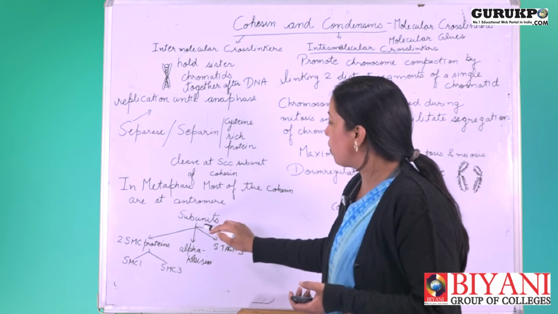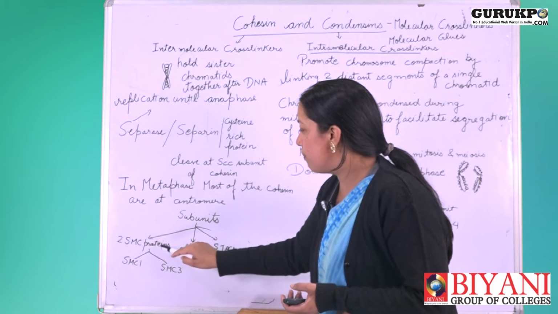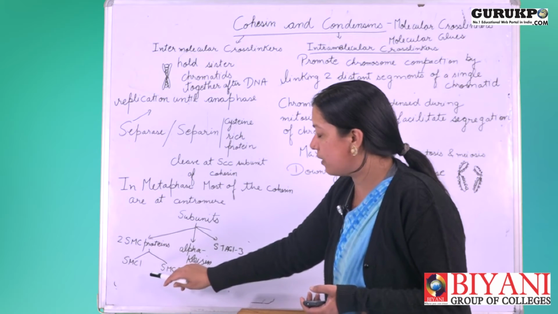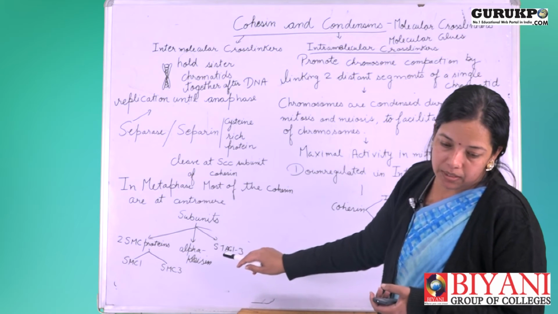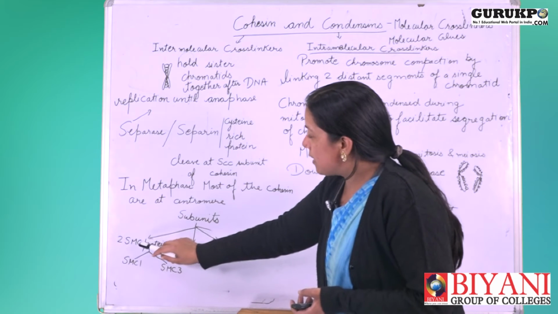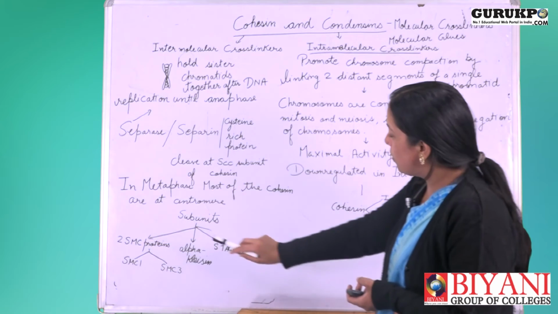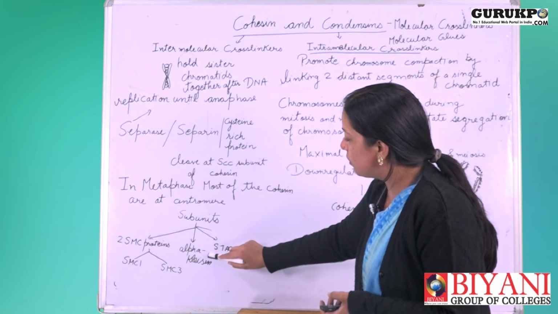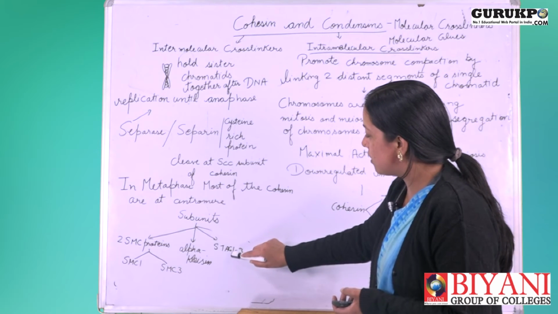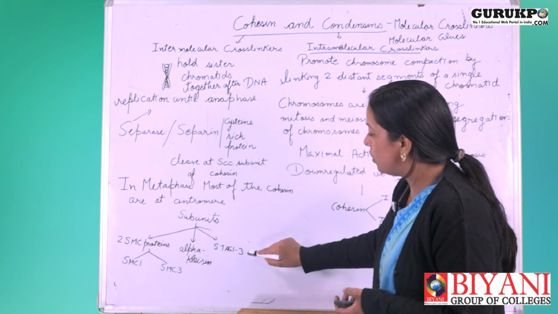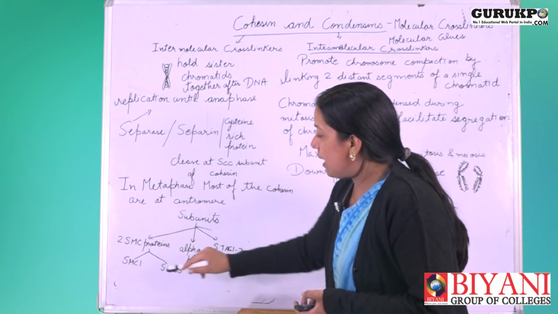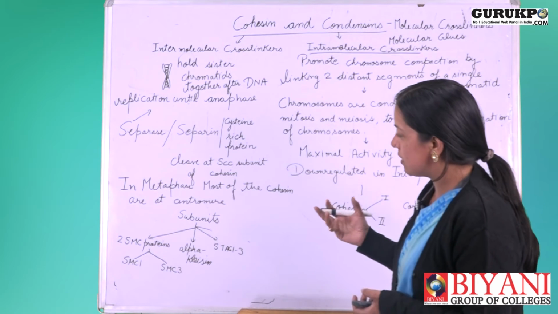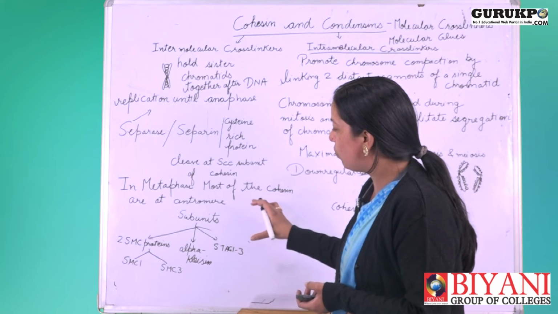These are the subunits of the cohesin. There are two SMC proteins, SMC1 and SMC3. What is the full form of SMC? Structural maintenance of chromosomes. These are the two subunits, and the third subunit is alpha kleisin, and the next subunits are STAG1, 2, 3. The SMC proteins are actually ATPases. They help in ATP hydrolysis, and they provide the energy for the function of the cohesins.